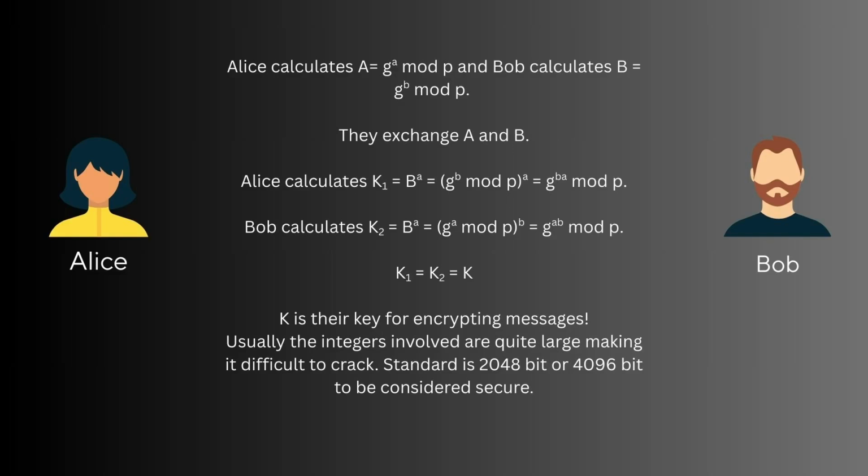What Alice and Bob have calculated are exactly the same numbers. K1 equals K2, and you could say that equals a number K. They can use K as their key for encrypting and decrypting messages.